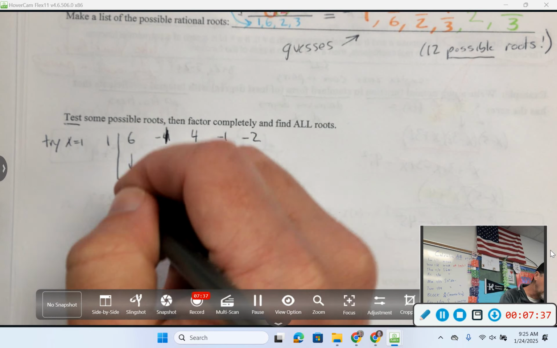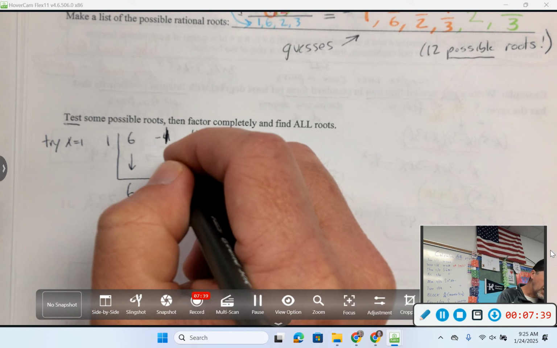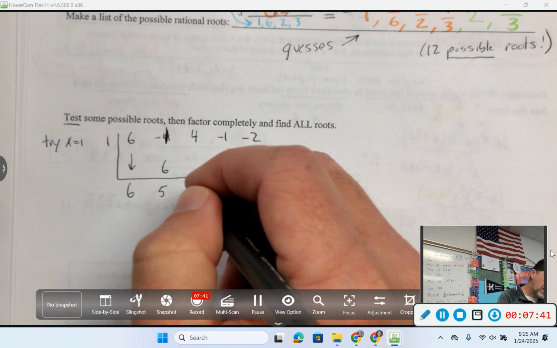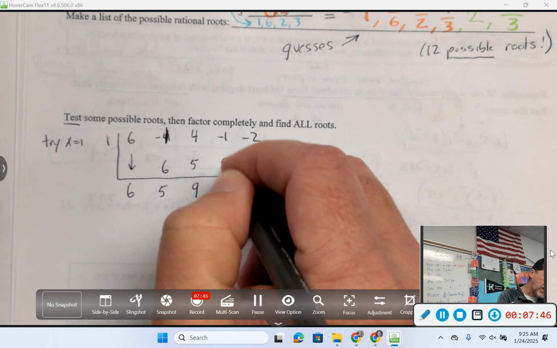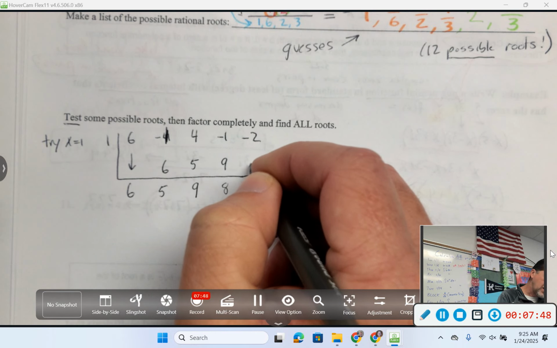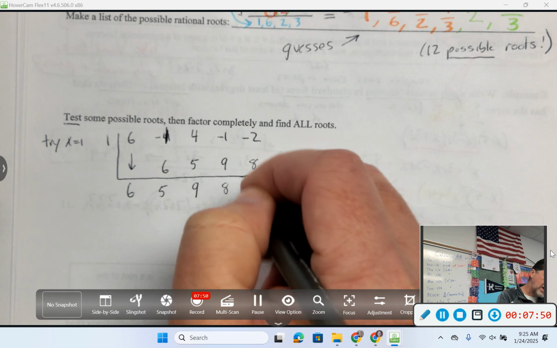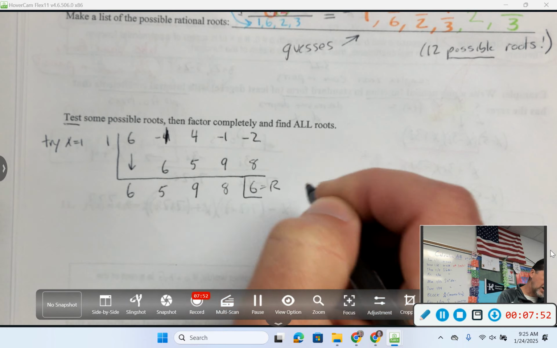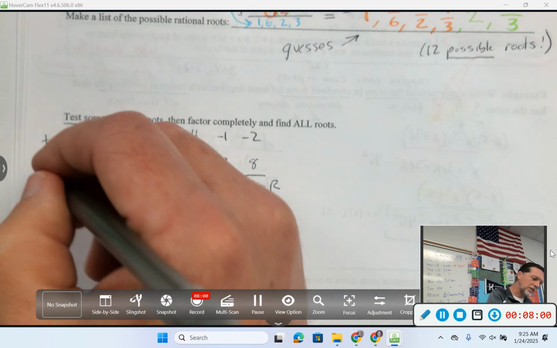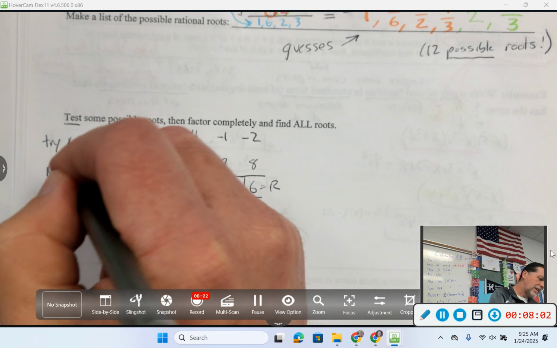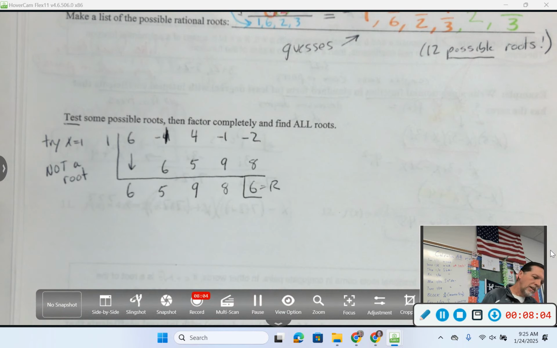Bring down the 6, multiply, add, multiply, add, multiply, add, multiply, add. So what did I learn about x equals 1? Not a root. Okay.